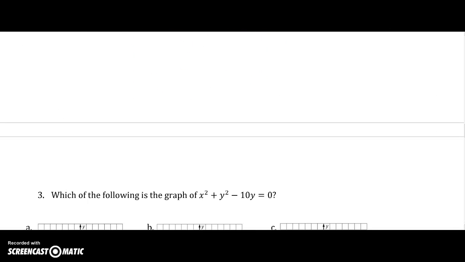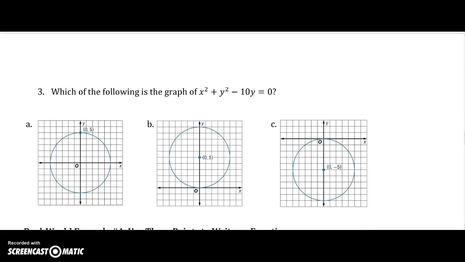Alright, let's go to our next example. Which of the following is a graph of x squared plus y squared minus 10y equals 0? Well, we haven't seen this portion just yet, so what do we do with that? It's actually called completing the square. So I'm going to leave this portion as x squared.